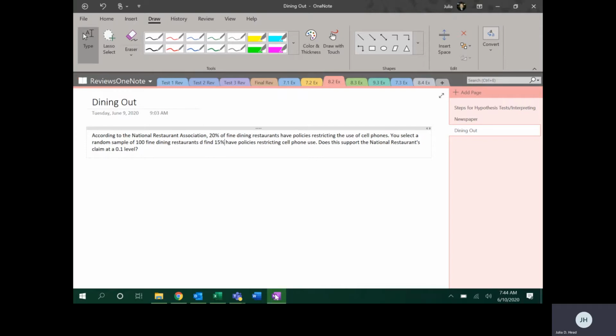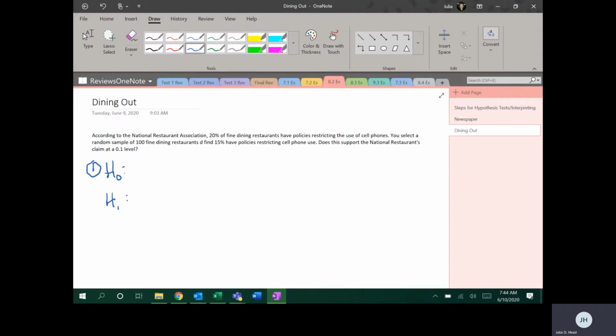This question uses the word level as the very last word. So that's telling me I need to run through the 6 steps. So the first step, identify the hypotheses. H0 or the null and H1 or the alternative. Then what parameter are we testing?